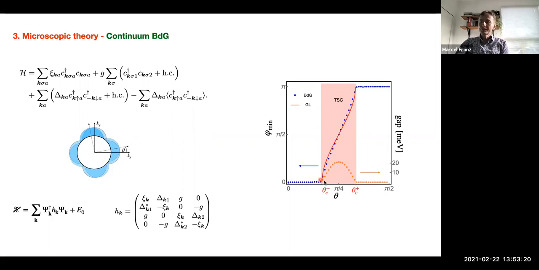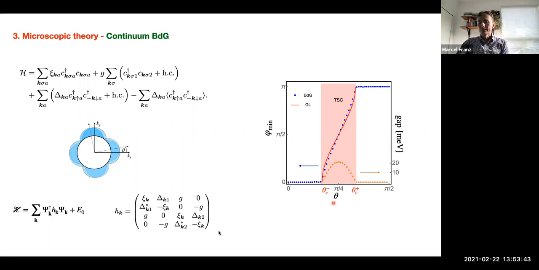Of course, the agreement between the Ginzburg-Landau, which is the red line, and the blue dots is not an accident. I have adjusted the coefficient in the Ginzburg-Landau theory, this curly K, for this to exactly happen, but I'm allowed to do that because Ginzburg-Landau theory really doesn't constrain that coefficient.